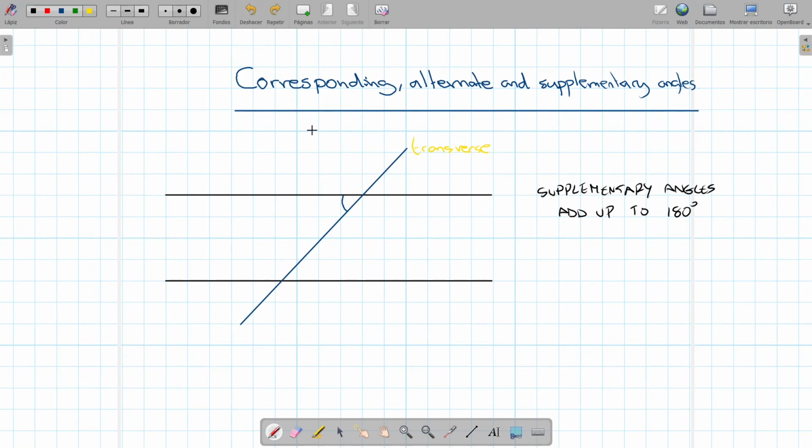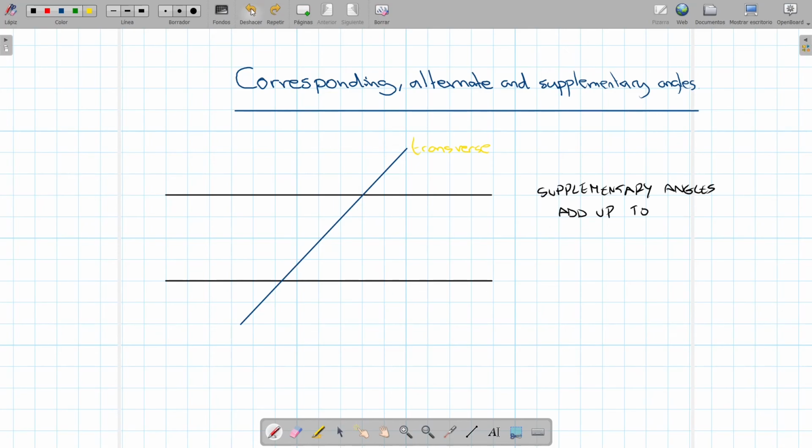But just to go back to supplementary, angle A would be the same as this one. This would be A. So the one that is supplementary to A is B. Easy.